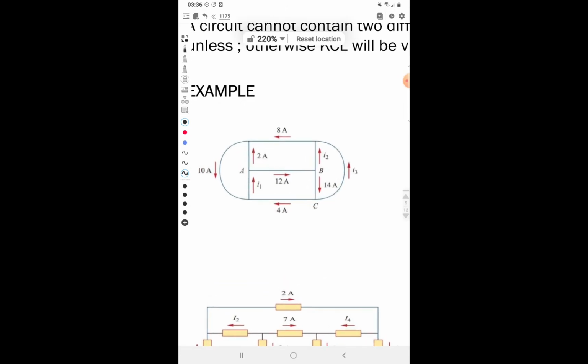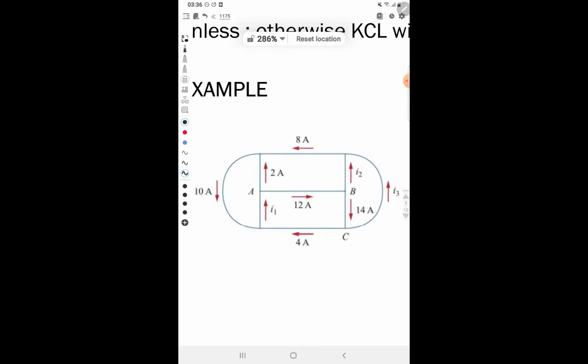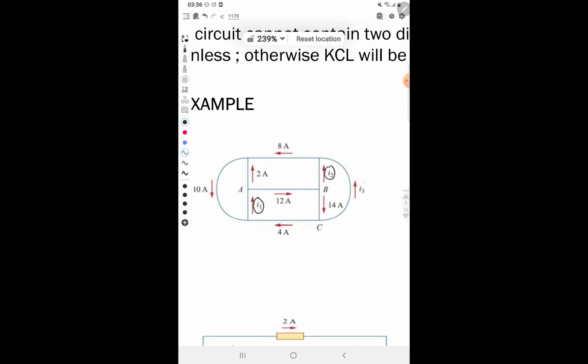Okay? So, let's have this example. Okay, let's find out the value of the current I1. And we have our I2, our I3. Okay. So, first things first, bago natin isolve, of course, i-identify natin yung mga nodes natin.